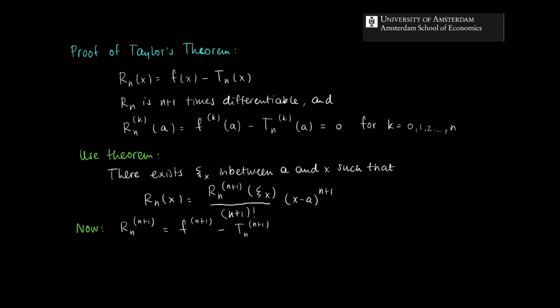minus the (n+1)th derivative of T_n. And then we just plug in this result from above to get the (n+1)th derivative of f at ξ(x), divided by (n+1) factorial, times (x − a)^(n+1). Here I should add a factorial. So this completes the proof of Taylor's theorem through two other helper theorems, two lemmas. That's it.